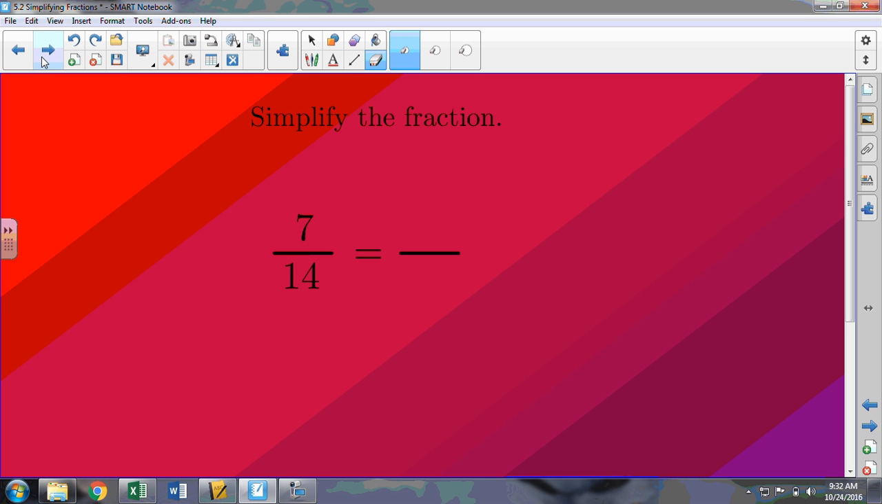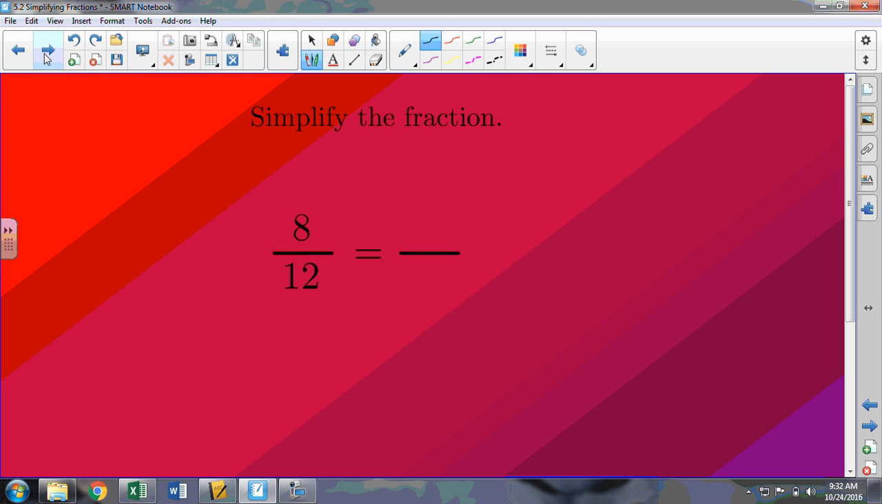Well, in order to simplify them then, we've got to use division. What number is going to divide into both 7 and 14? Since 7 goes into both of them, we'll divide out by 7. 7 divided by 7 is 1, 14 divided by 7 is 2. That's how we'd simplify.